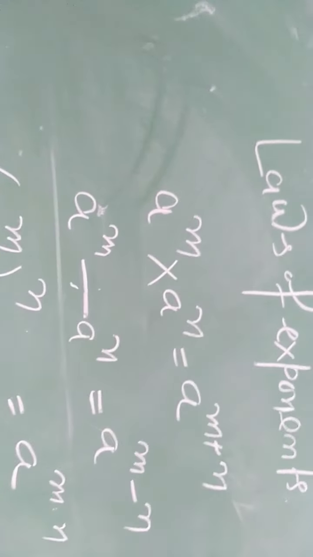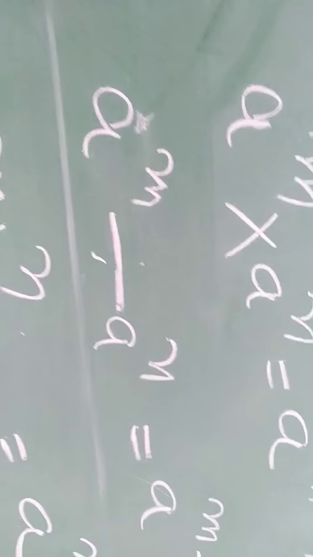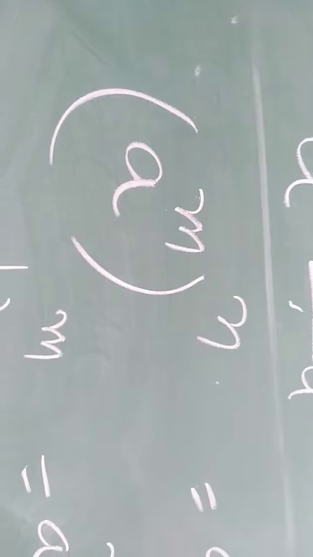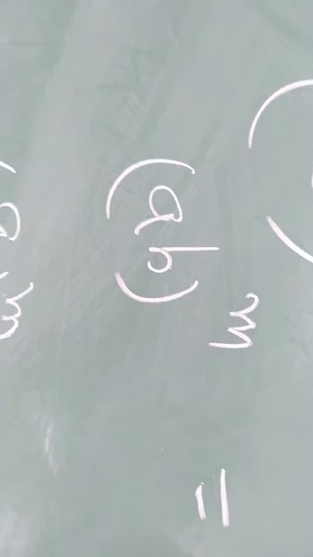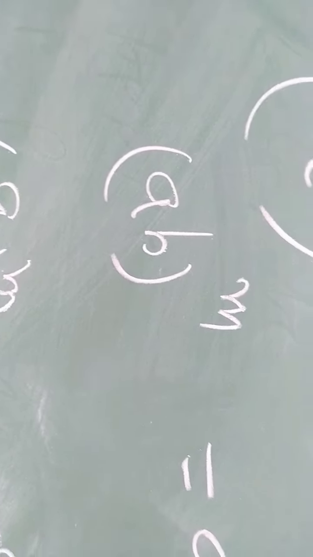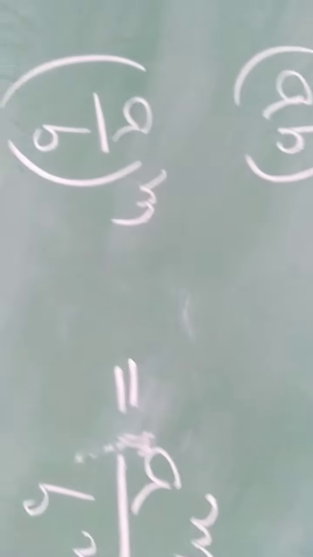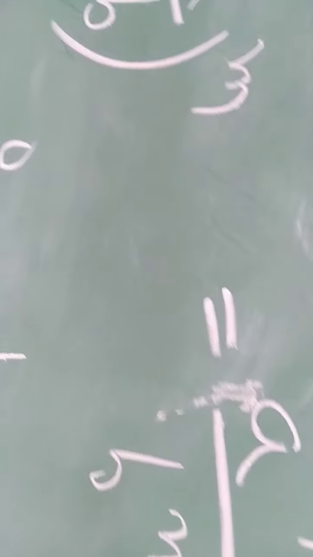Okay, now come to the laws of exponents. a power m multiplied by a power n is equal to a power m plus n. a power m divided by a power n is equal to a power m minus n. a power m whole power n is equal to a power m into n. Now (ab) whole power m, the product of two terms, is equal to a power m into b power m, and (a/b) whole power m is equal to a power m upon b power m. Now a power 0 is equal to 1.